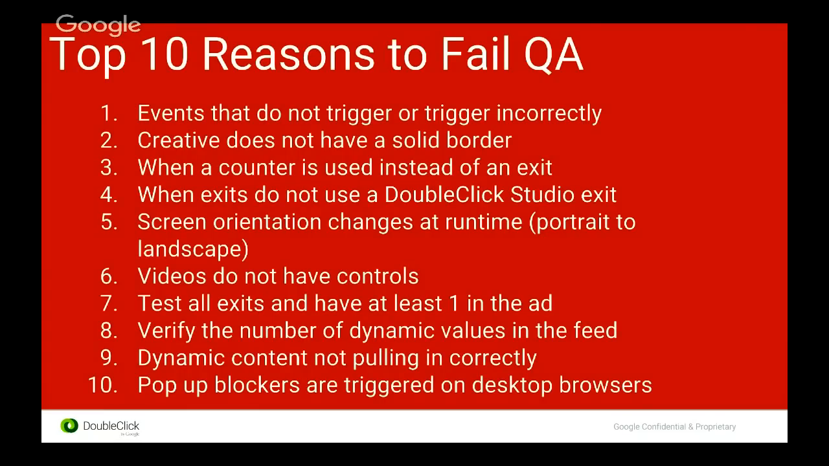Number one is events do not trigger or trigger incorrectly. If you have events that never trigger, they should definitely be removed from an ad before you send them to QA. Also, you want to double check all events actually trigger and trigger on the correct user action. Next, the creative does not have a solid border. This is not 100% across the board for all publisher requirements, but the majority of them do require it. So it's always best practice to put in a solid border. Next, when a counter is used instead of an exit, you want to make sure that you're calling enabler.exit in all of your Studio exits. Sometimes they trigger as counters, and that'll definitely trigger a failure.